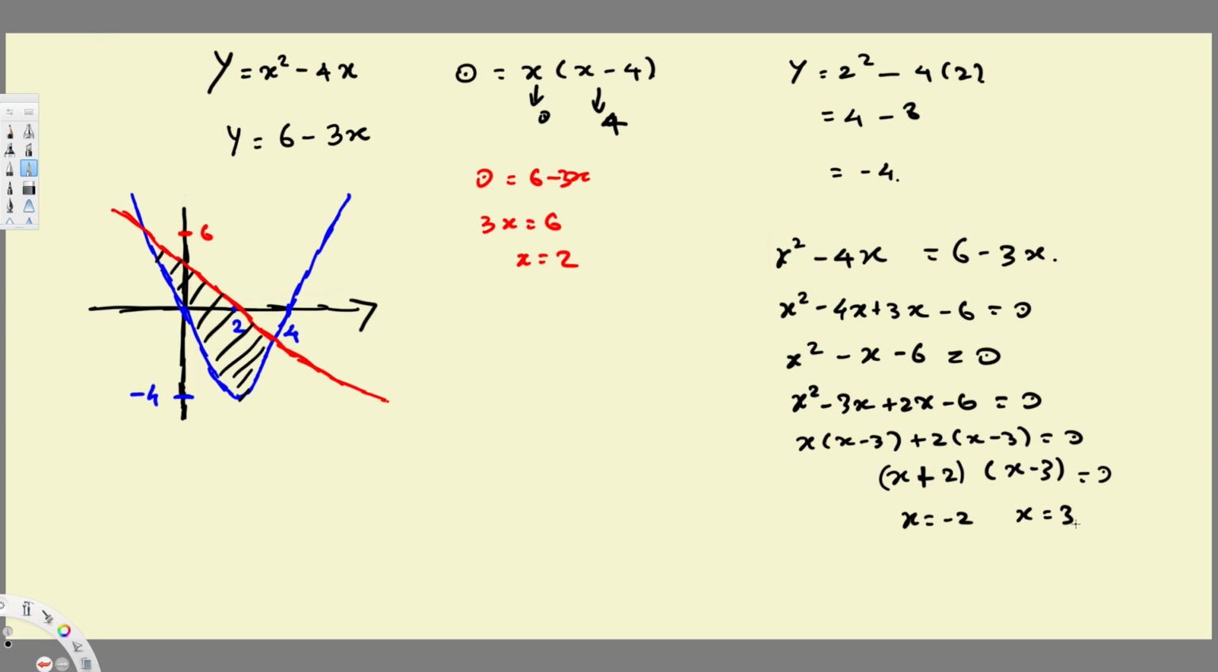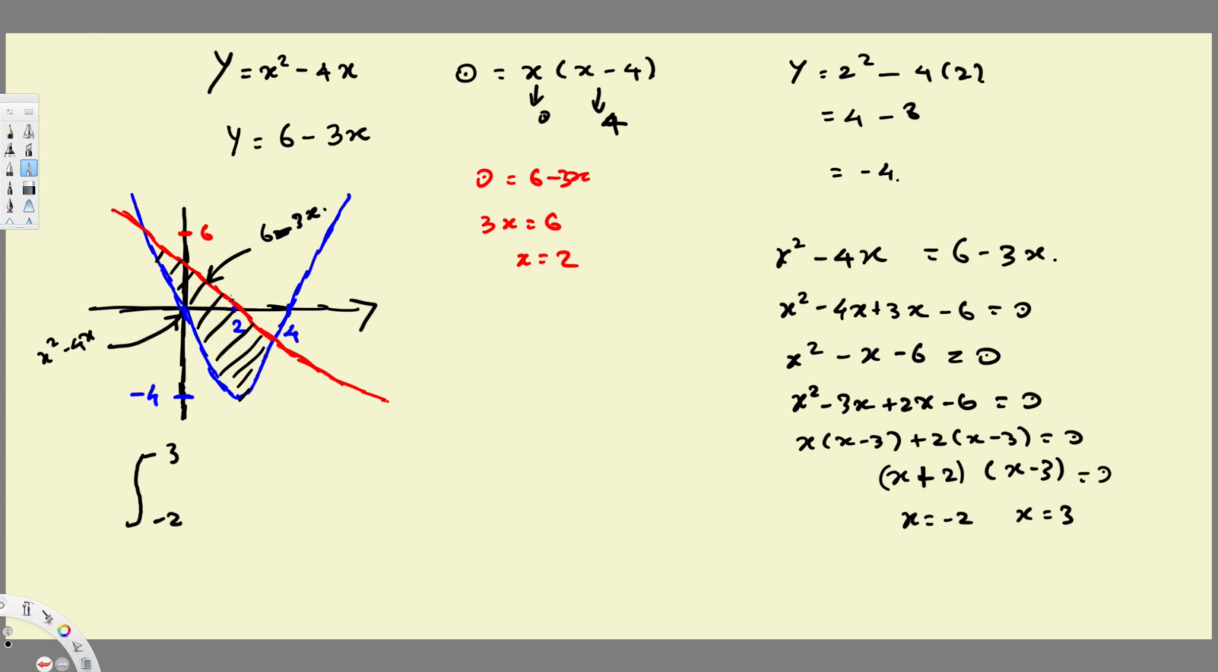Now we can go ahead and do the integration to find the area. So here we are going to have limits of integration going from negative 2 to 3. To find the area, we just take the top function. We know that the function of this line is 6 minus 3x, and the bottom function is x square minus 4x.